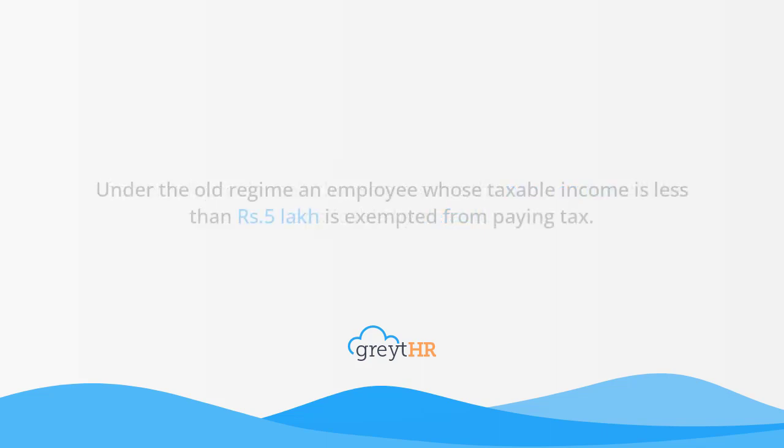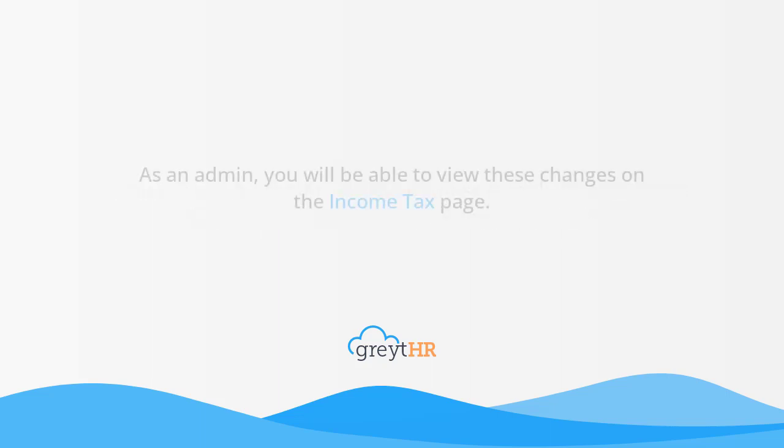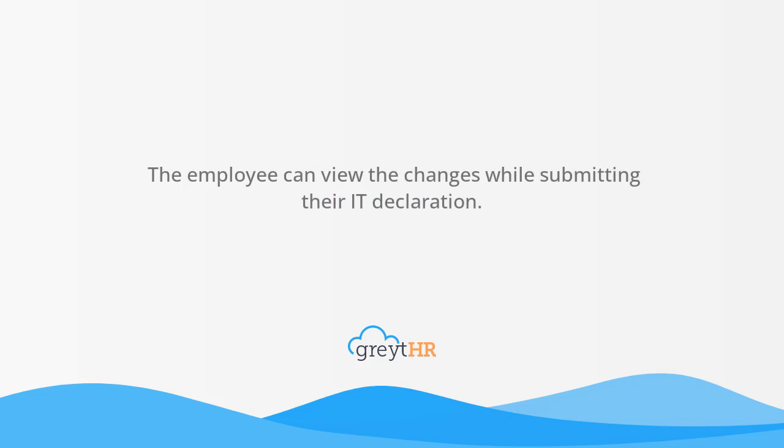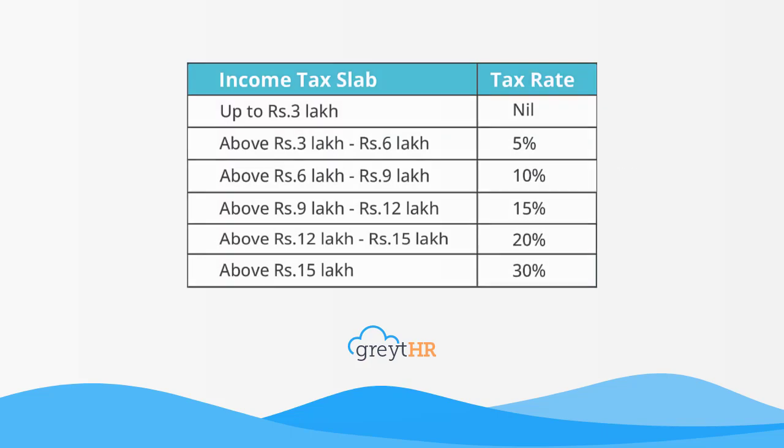Please note that, under the old regime, an employee whose taxable income is less than 5 lakh rupees is exempted from paying tax. As an admin, you will be able to view these changes on the income tax page. And the employee can view the changes while submitting their IT declaration. The table shows the tax slabs under the new regime.